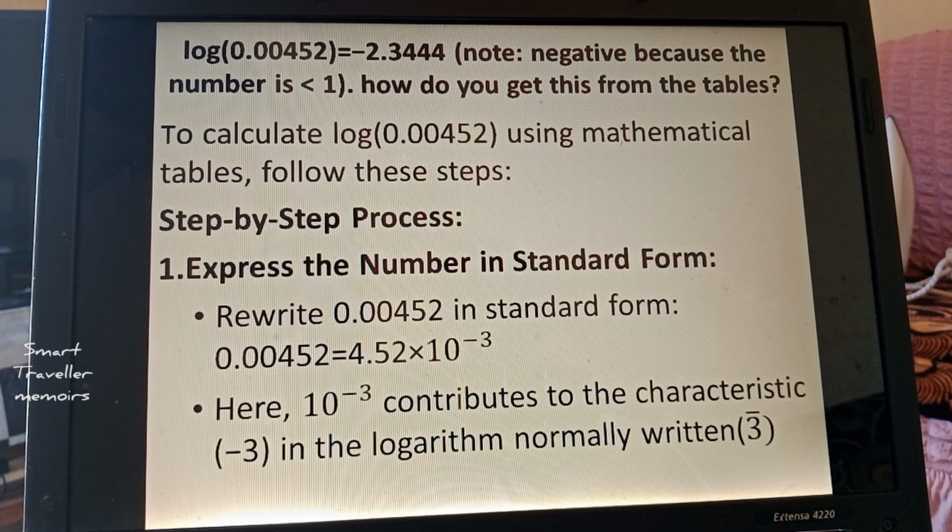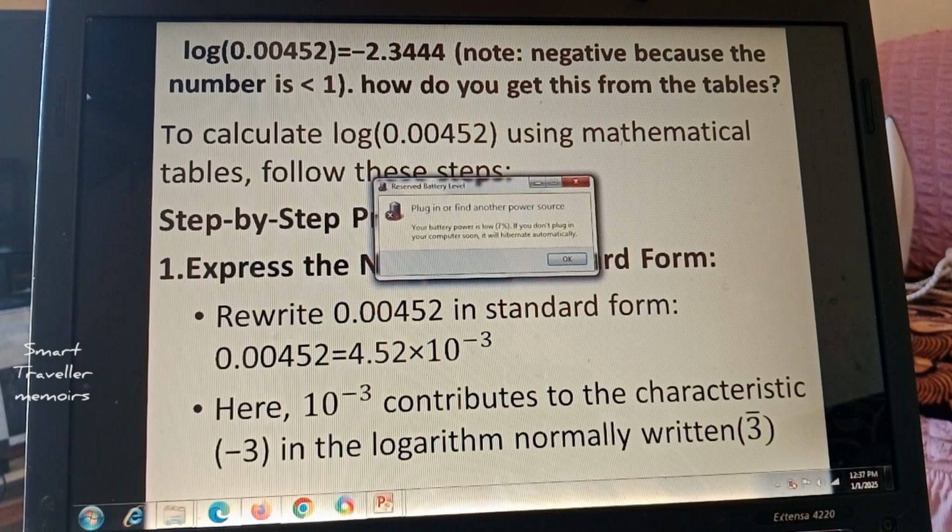How do you get this from the tables? To calculate the logarithm of 0.00452 using mathematical tables, follow these steps. Express the number in standard form. So it is 4.52 times 10 to the power negative 3. Here, 10 raised to negative 3 contributes to the characteristic, which is negative 3. And in logarithmic notation, we normally write it as bar 3. So that one is read as bar 3.